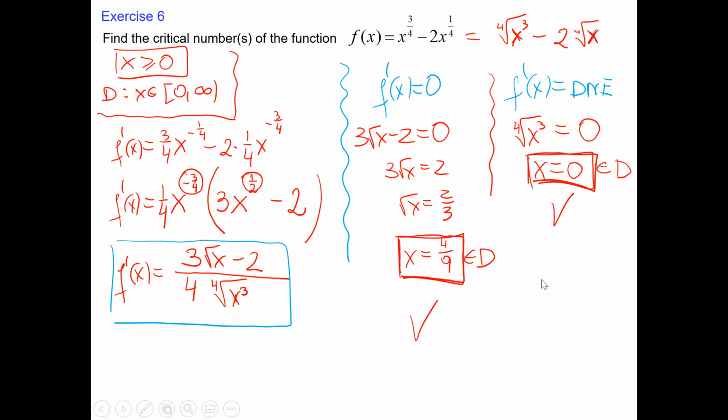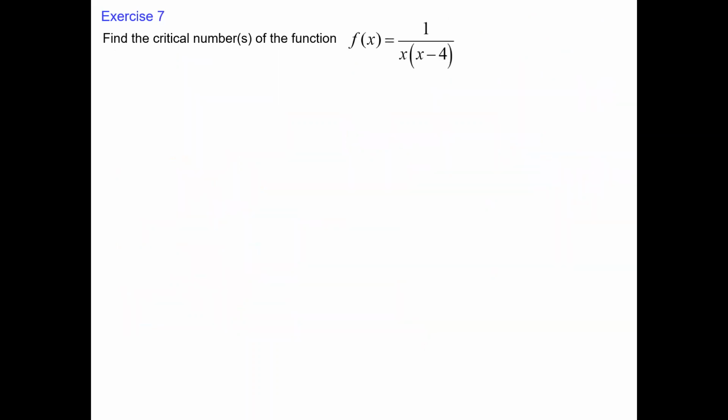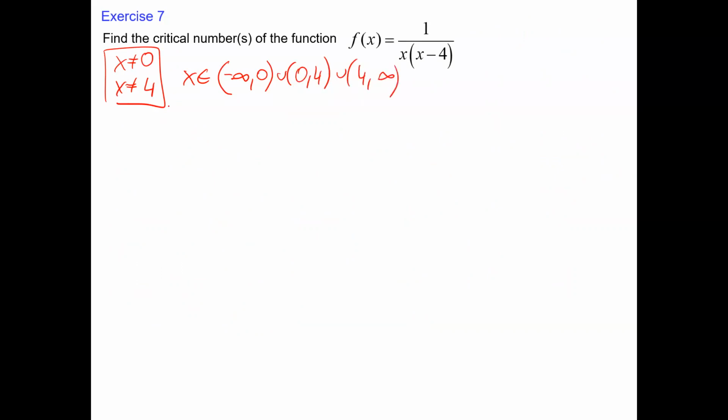Okay, another one. So, critical numbers of the function 1 over x times x minus 4. Nicely, we can see x cannot be 0, x cannot be 4. If we like the interval notation, x belongs to from -∞ to 0, from 0 to 4, and from 4 to +∞, just excluding 0 and 4. If we get 0 or 4, then we're not accepting.